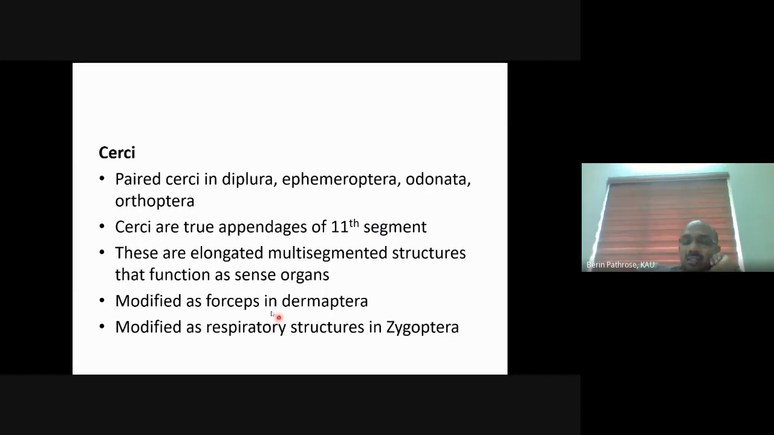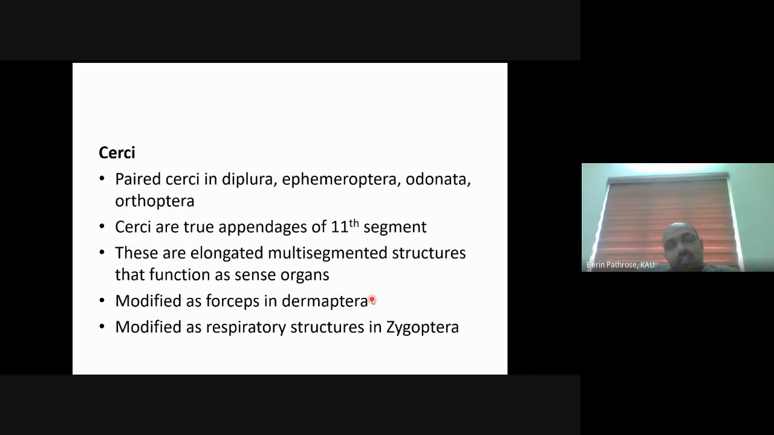As I showed you in the earlier picture, cerci is modified into a sclerotized forceps-like structure in Dermaptera. Dermaptera is nothing but earwigs. And sometimes the cerci is modified into a respiratory, gill-like structure. You might have studied that the respiratory organs in fishes are gills. Just like that, in order to aid respiration in aquatic insects, the cerci is modified into a respiratory gill in Zygoptera. Zygoptera is nothing but damselflies.